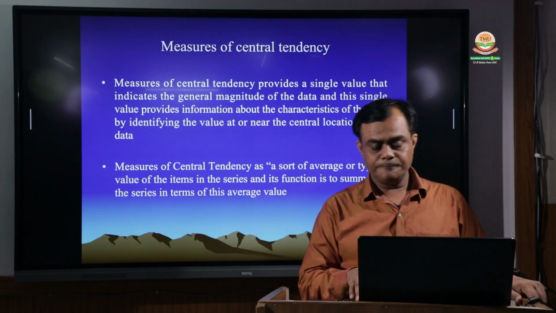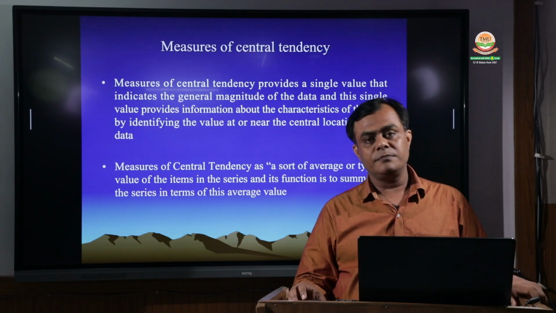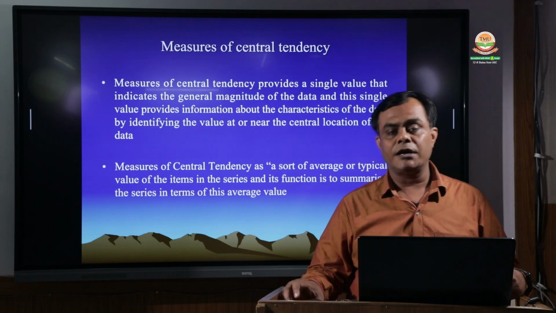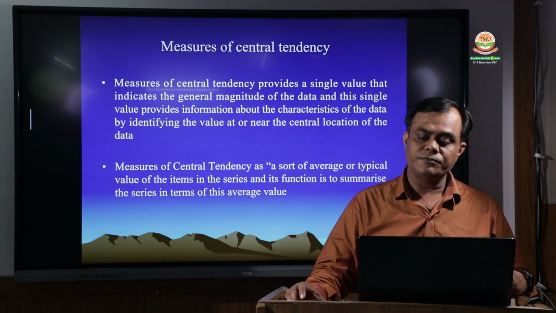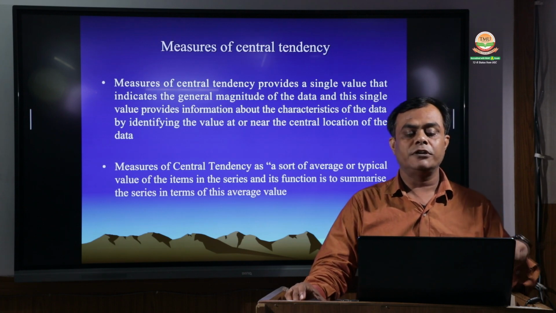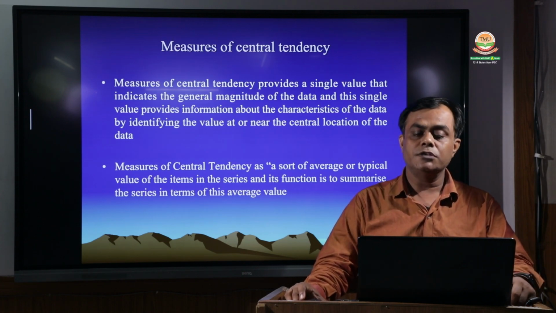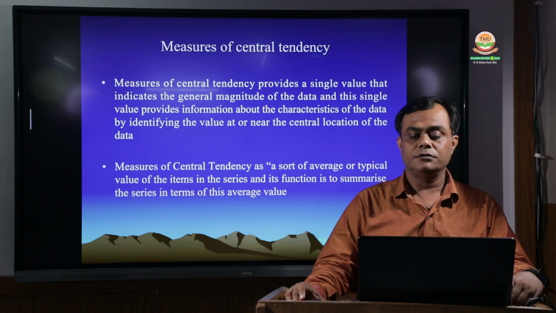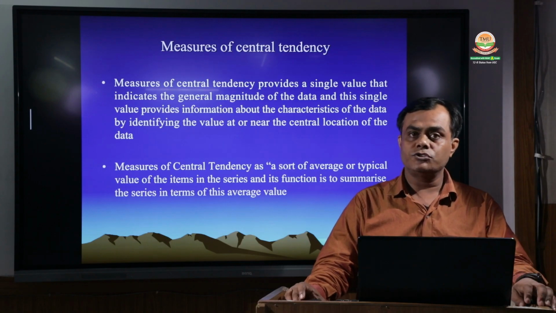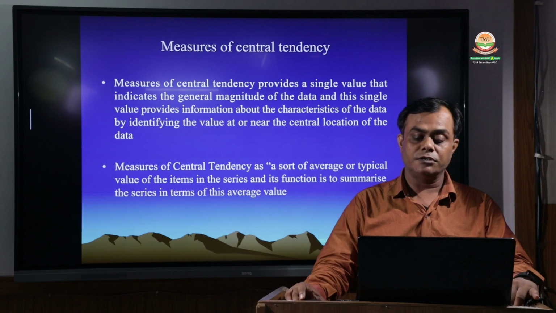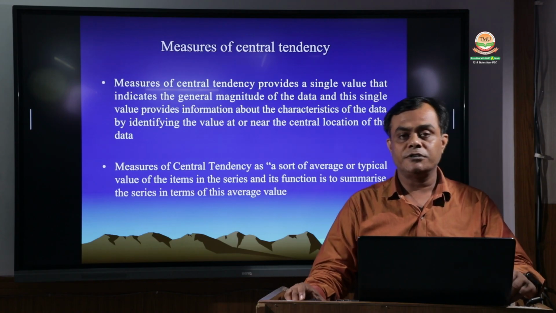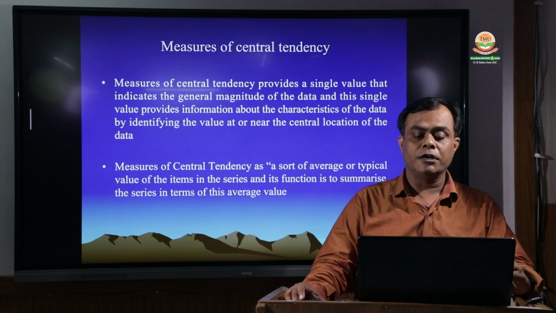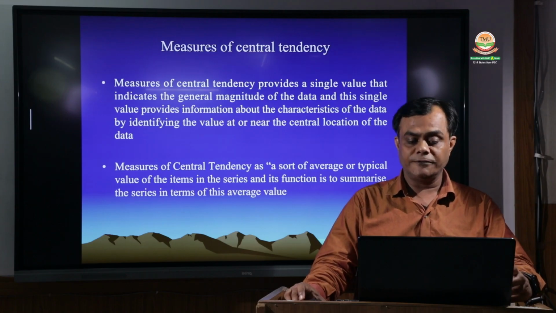Simply, central tendency means we have to know the central idea of the data. The measurement of central tendency provides a single value that indicates the general magnitude of the data. This single value provides information about the characteristics of the data by identifying the value at or near the central location of the data. So simply, the measurement of central tendency gives you a single value about the data.